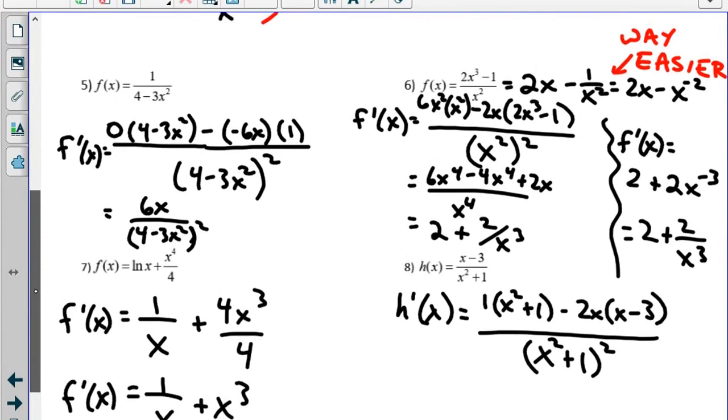Here's 5, 6, 7, and 8. I didn't simplify a lot of these, like number 8. I didn't simplify. You can if you want. Number 6, I wanted to show you that sometimes one way is way easier than the other. So if you recognize that you can divide out that x squared in f of x, that makes taking the derivative way easier because the power rule is a whole lot easier than the quotient rule. And so that's very important to understand. Sometimes it is way, way, way easier to do a little bit of algebraic manipulation before you take a derivative.